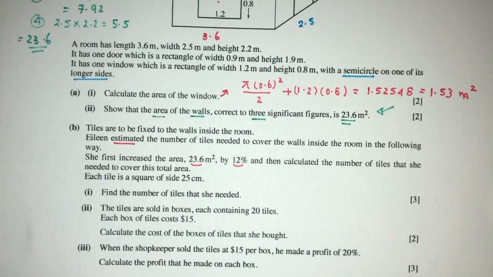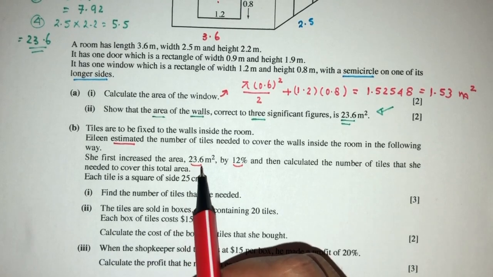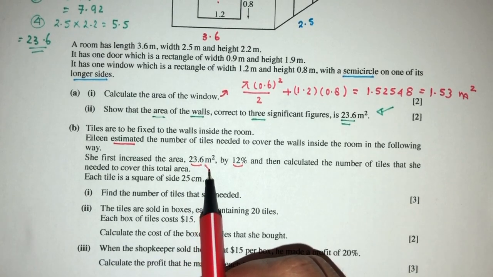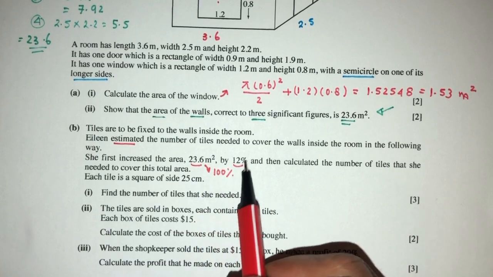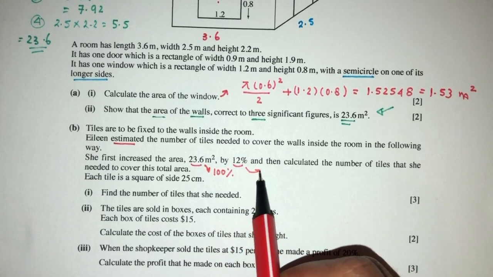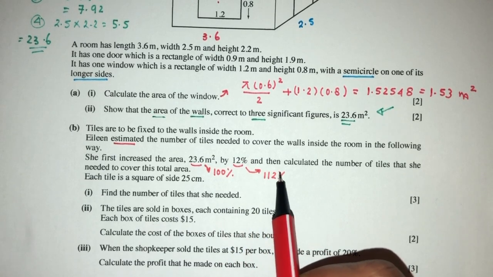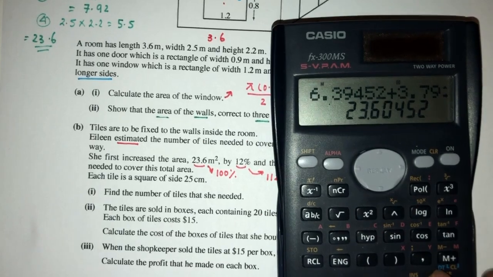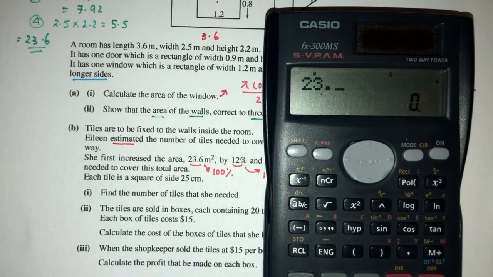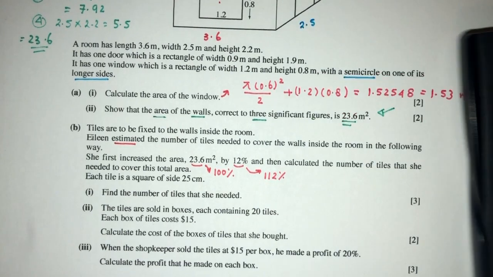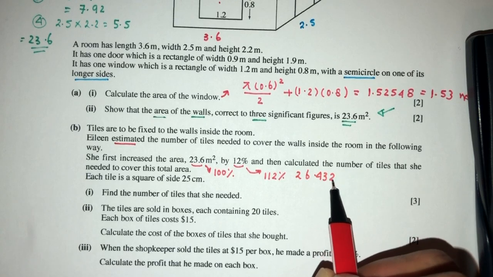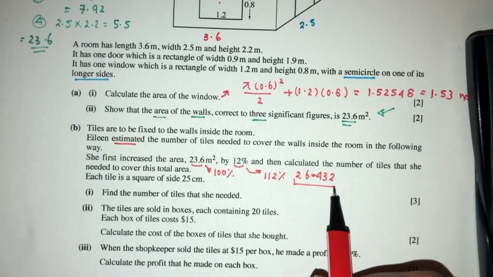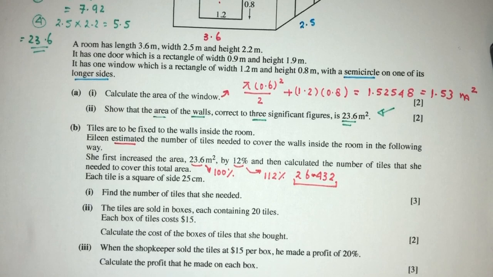So what is the new area? We understand that the initial area is considered to be 100%. When you increase this by 12%, the new area has to be 112%, if that makes sense. So basically, that will be 23.6 divided by 100% times 112%, that will be 26.432, will be the area that she used to estimate the number of tiles that we will use.